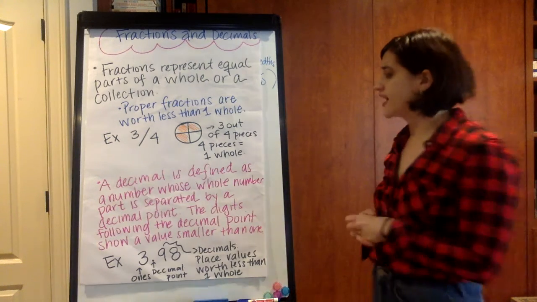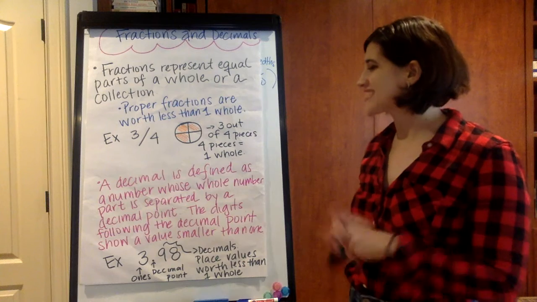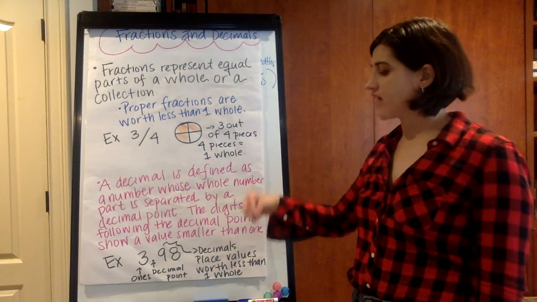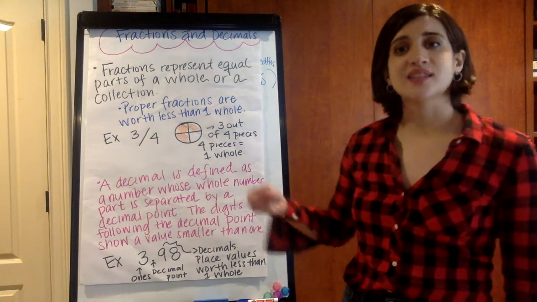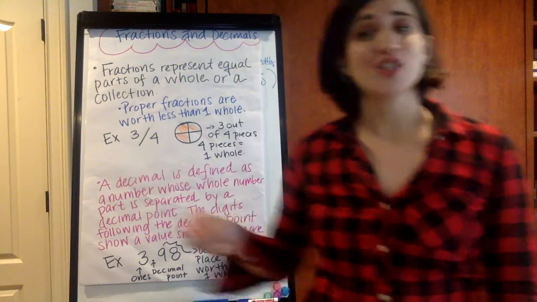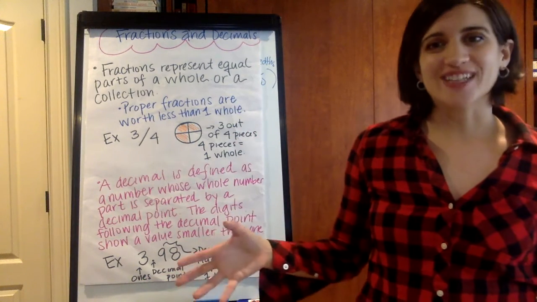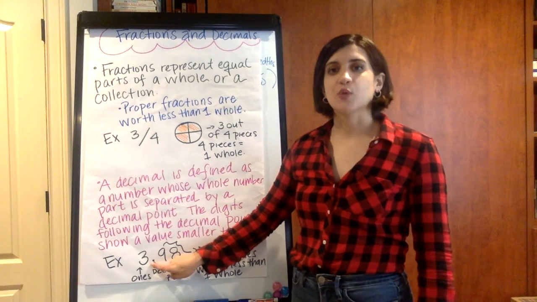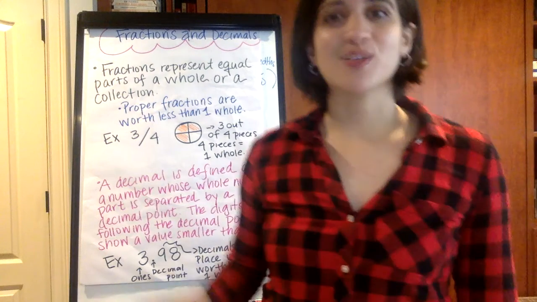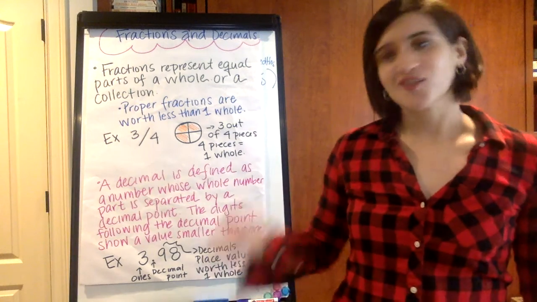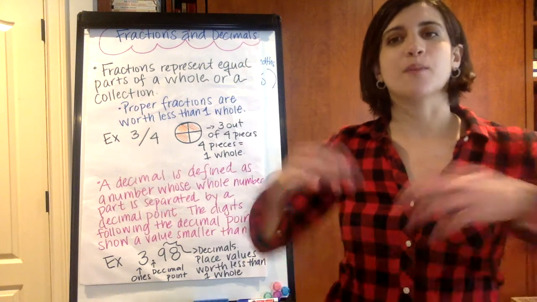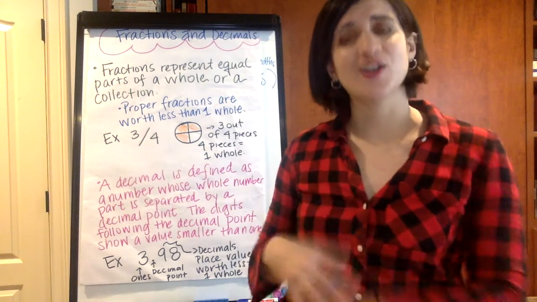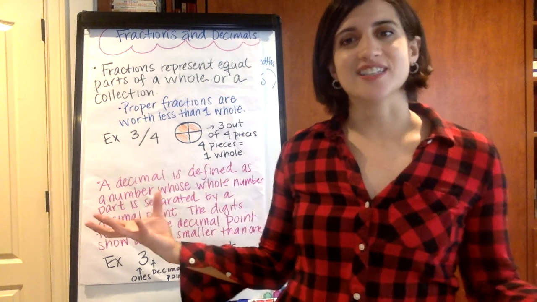So what is a decimal? A decimal is defined as a number whose whole number part is separated by a decimal point. The digits following the decimal point show a value smaller than 1. And that is a lot of words to say the following. The first thing is, there are place values to the right of the ones place, and they are separated from the whole numbers by a decimal point. The other thing is, those new place values that we're learning about today are just like fractions worth less than 1. They represent a part of a whole. So let's learn a little bit more about the place value, what that looks like, and what they represent and are worth.